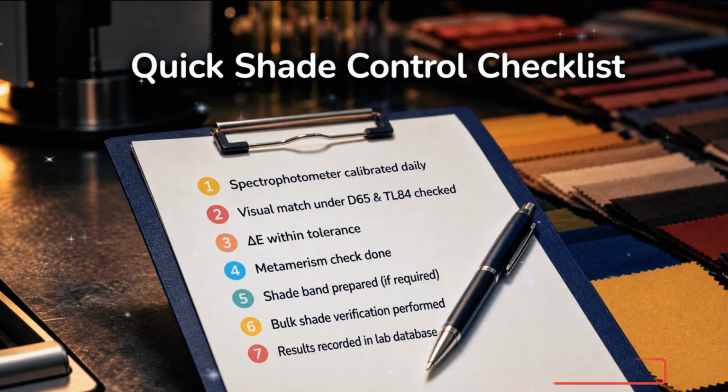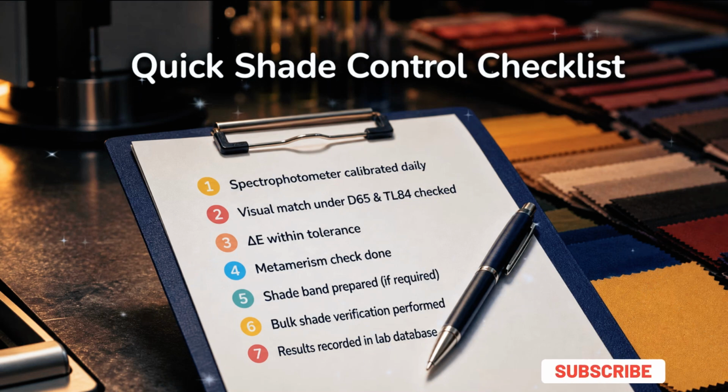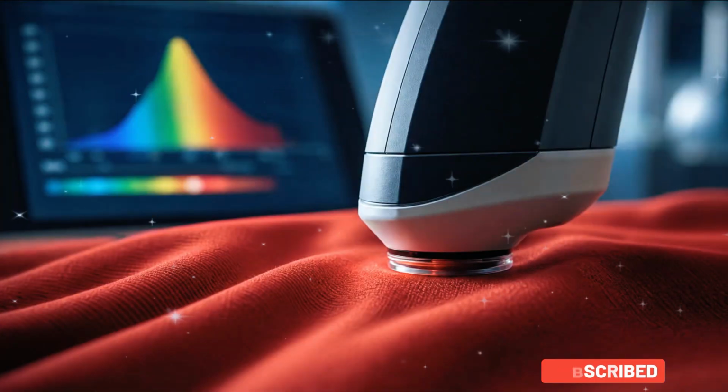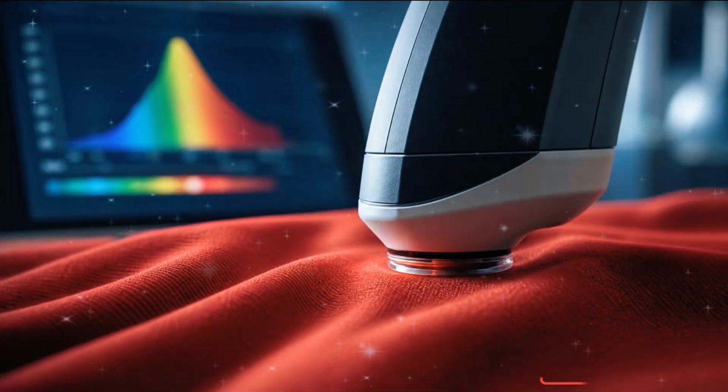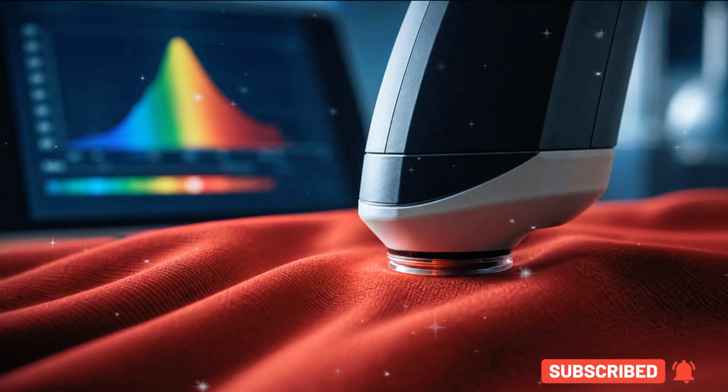Here is a quick shade control checklist to confirm all steps are complete. Daily calibration, visual and instrumental matching, metamerism check, shade band prep, bulk verification, and data recording. This image shows a close-up of the spectrophotometer taking a reading, confirming the importance of instrumental assessment for accurate color matching.